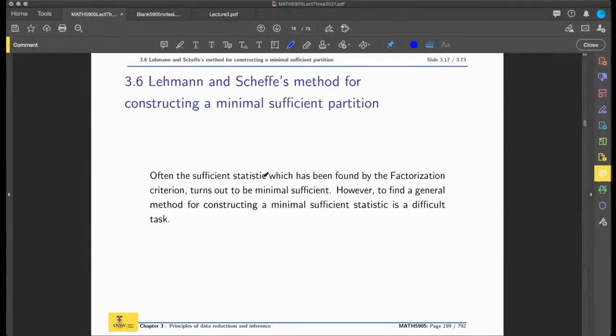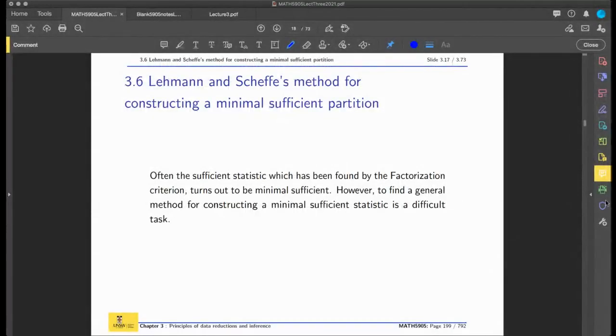All right. So now we know how to find sufficient statistics by looking at this factorization criterion of the likelihood function. But we're in search of the greatest amount of data reduction, and so we want minimal sufficient statistics.